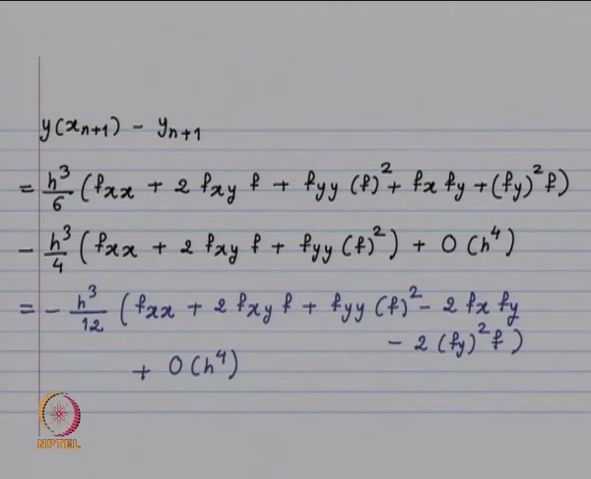So, this is one of the undesirable properties of Runge-Kutta method. When you look at y at x_{n+1} minus y_{n+1}, we look at the coefficient of h cube. That coefficient of h cube is quite complicated, and then you have higher order terms. I will talk about this in a little more detail when we compare Runge-Kutta methods with other methods. Now, what I am going to do is state Runge-Kutta method of order 4.